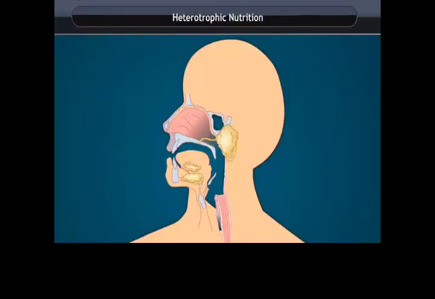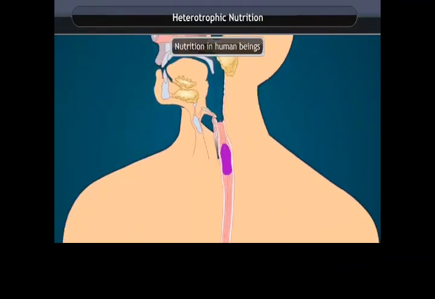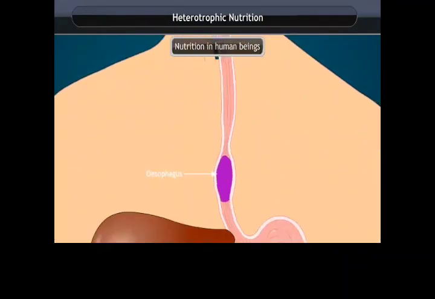Heterotrophic nutrition. Nutrition in human beings. The digestion in human beings starts by crushing the food with teeth. At the time of chewing of food, salivary glands secrete saliva, a digestive enzyme. The food is mixed thoroughly with saliva and moves around the mouth while chewing by the muscular tongue. From the mouth, the food is taken to the stomach through the food pipe or esophagus.